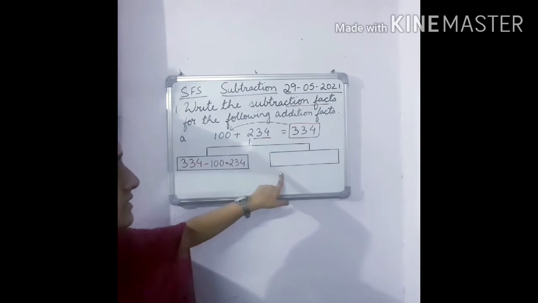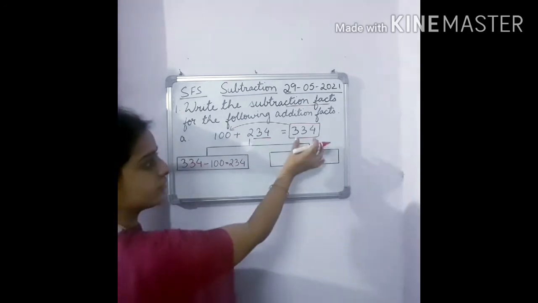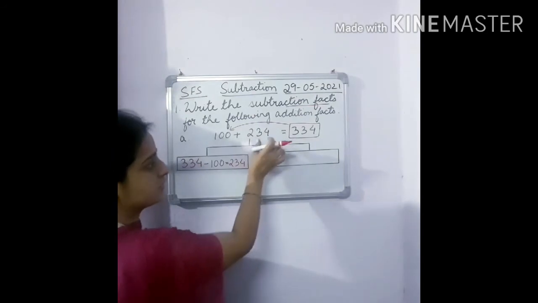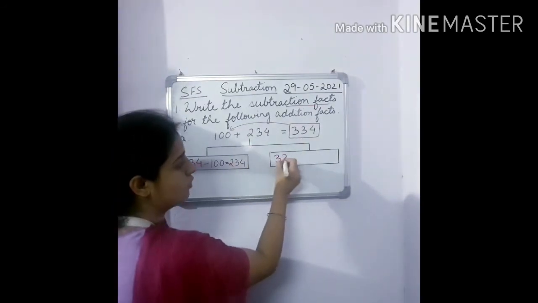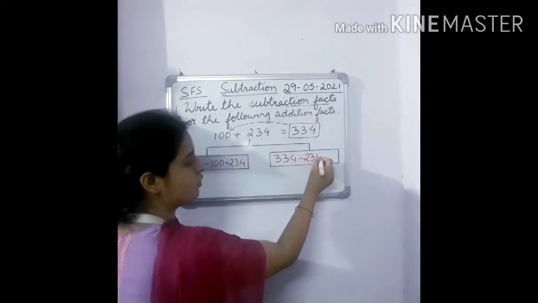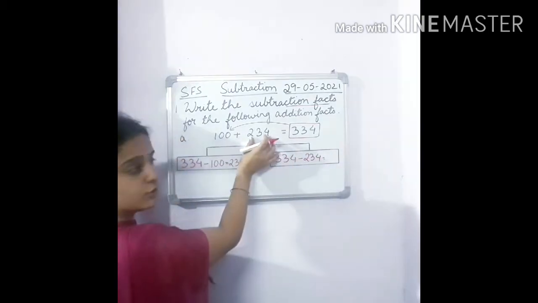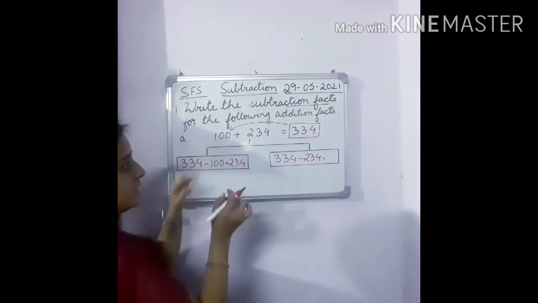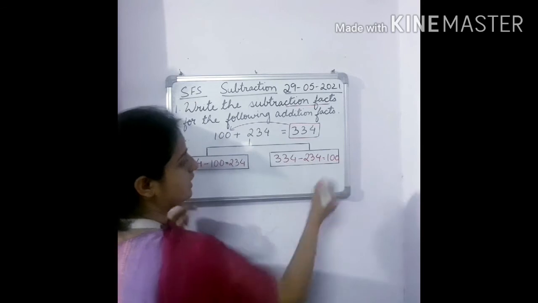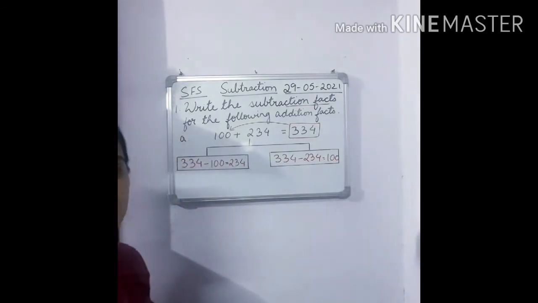Okay. The next subtraction fact, children, again we will subtract. Now we will use this number. So 334 minus 234. When we took away 234, children, what is the remaining? 100. When we subtract this number, you will get 100. So this is what a subtraction fact is.